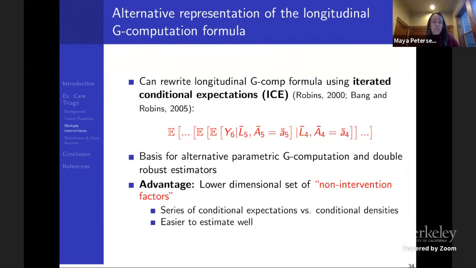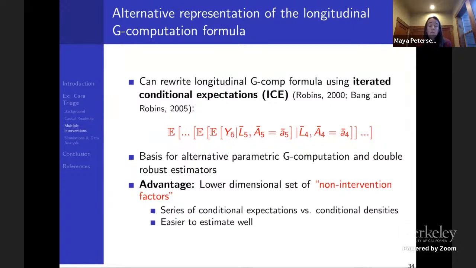So finally, that brings us to one possible extension of TMLE to the longitudinal case. Before I introduce it, I just want to first introduce a different way of writing the longitudinal G computation estimand. We can take that original G computation formula and re-express it in terms of iterated conditional expectations.